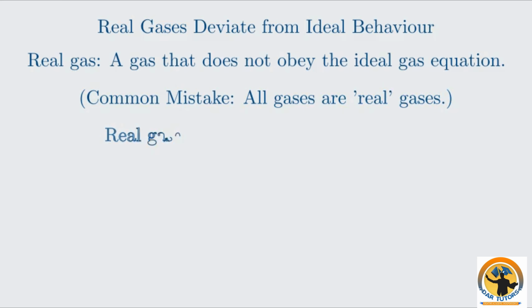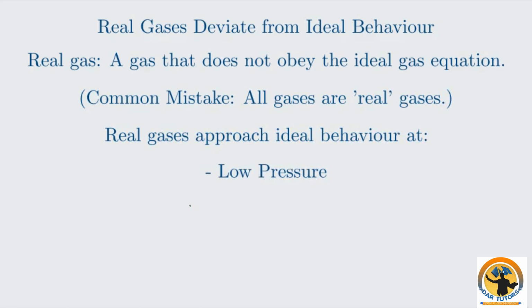The key is that real gases can approach ideal behavior under specific conditions: low pressure and high temperature. Under these conditions, the particles are far apart and moving very fast, so the assumptions of the ideal gas model are reasonably true. However, let's see what happens at high pressure and low temperature.